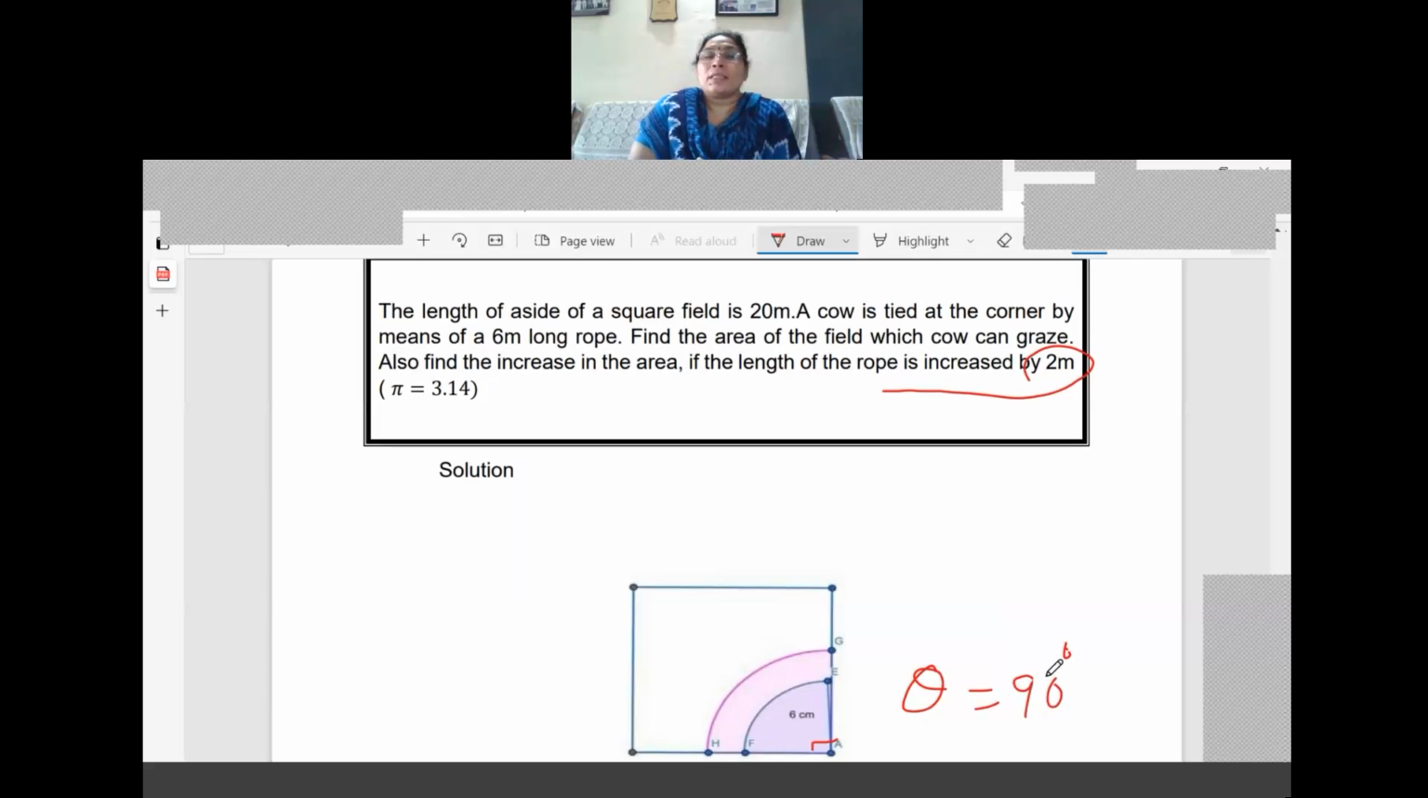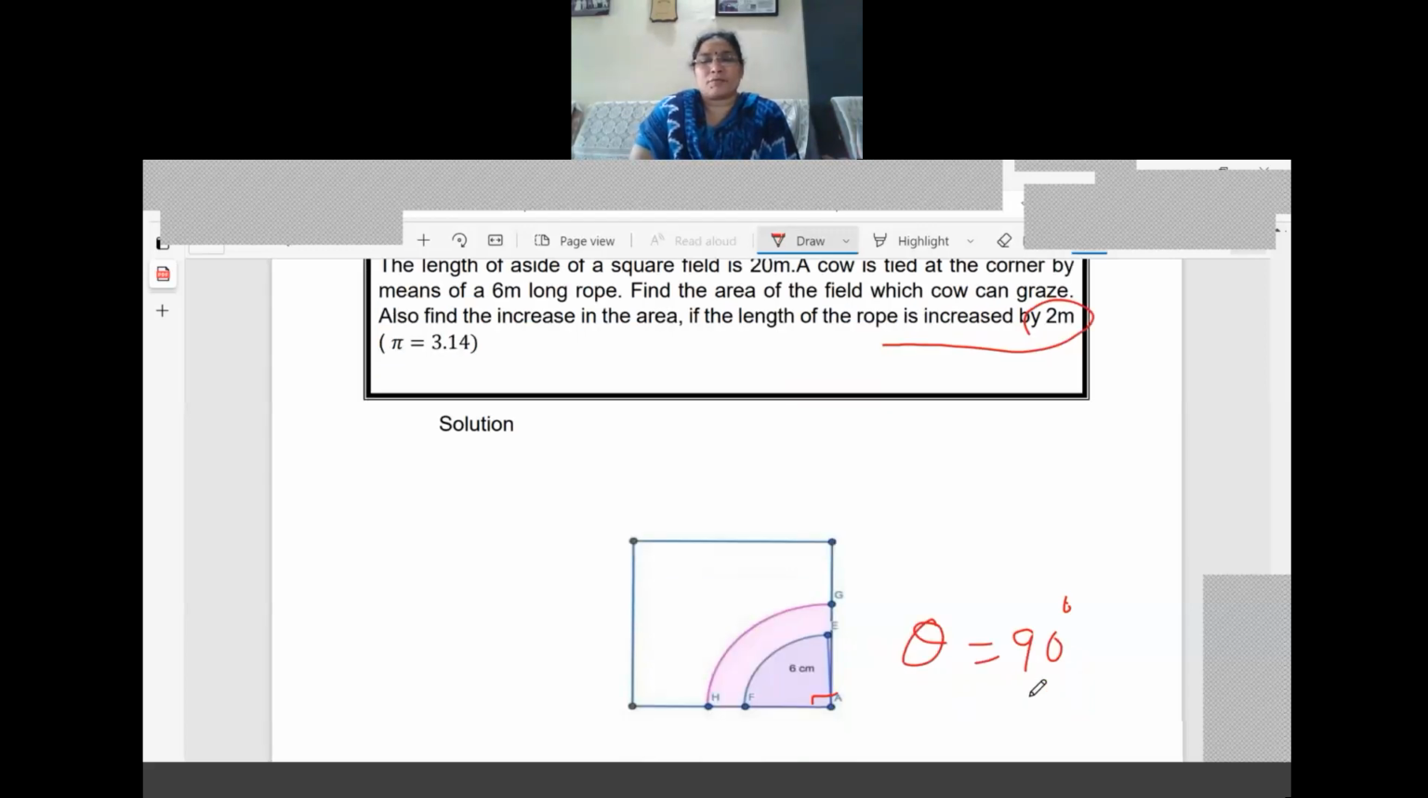Now read the question. The length of the side of the square field is 20 meters. So 20 meter is not having any connection for the question. We have to find out what is the area of the field which cow can graze. That means with the length of the rope or radius 6 meter, what is the area it can graze? And when the rope is increased by 2 meter, that is 8 meter, that time also what is the area, and then we have to calculate what is the difference.